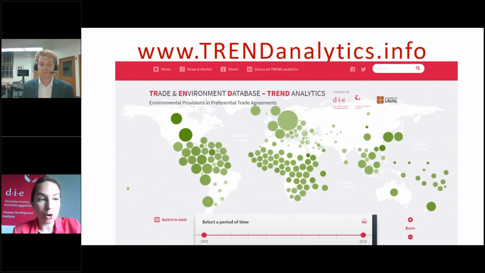So we developed and launched the interactive online tool Trend Analytics, which you can see on the slide. You are free to check it out online, and you're welcome to get in touch with us if you have any questions. The interactive world map that you can see on the current slide provides the big picture. The bigger the country bubble you see, the higher the total number of environmental clauses a country has signed to in all its PTAs. The greener a country bubble, the more environmental clauses it has signed to per trade agreement. So Trend Analytics offers this bird's eye perspective on the uptake of environmental clauses in trade agreements over time.